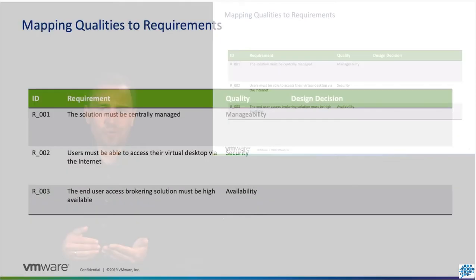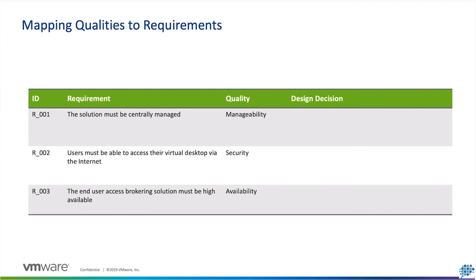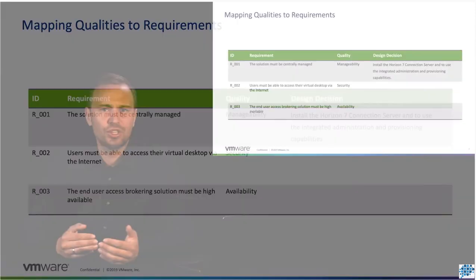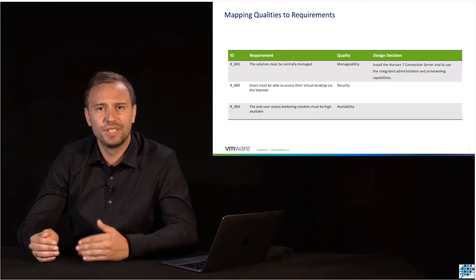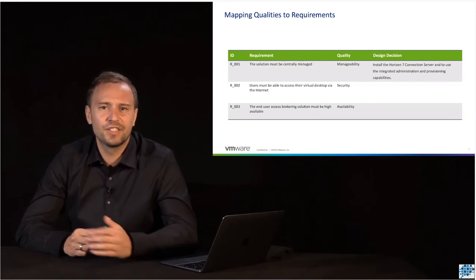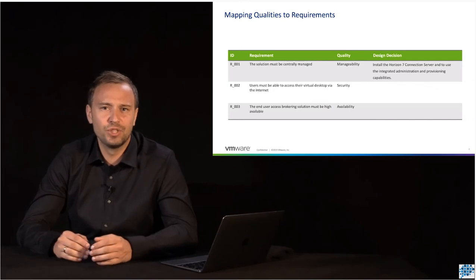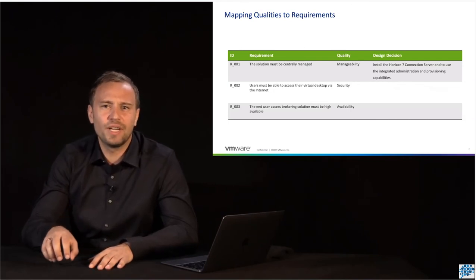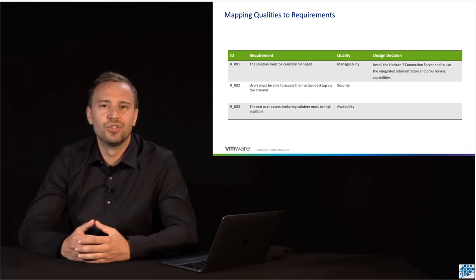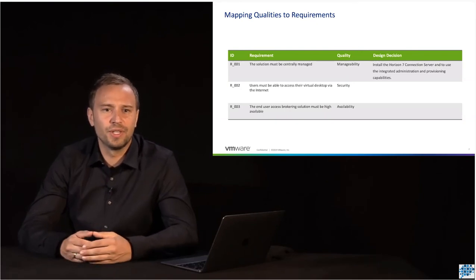The next thing is, if we know, okay, the requirement is the solution must be centrally managed. One of the design decisions we do on the logical design is, we install the Horizon 7 connection server and use the integrated administration tools and provisioning capabilities to create new virtual desktops and to assign users to those desktops. That's a logical design decision. We don't go into that much of a detail. We don't say, hey, we need exactly 6 connection servers, we need these IP addresses. We just say we use the Horizon 7 connection server capabilities to fulfill this requirement.